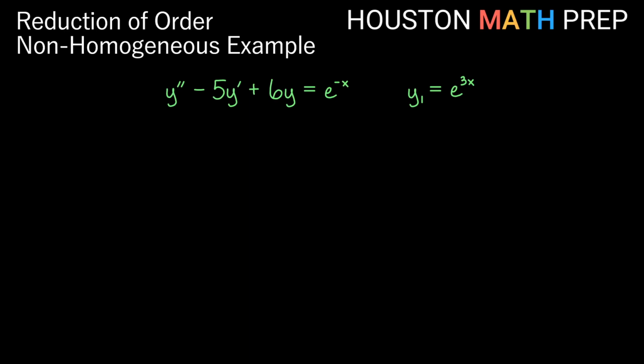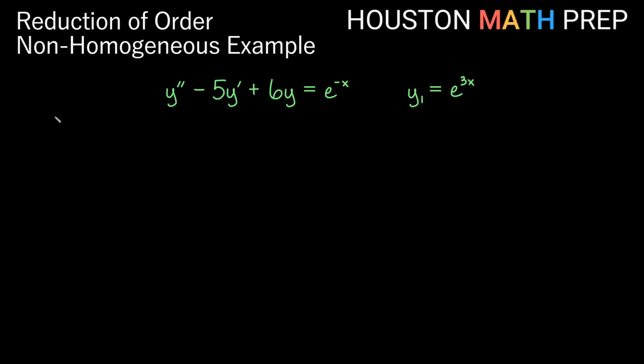Welcome back everyone, Houston Math Prep here with a non-homogeneous example using reduction of order on second order equations. So here we've got the equation y double prime minus 5y prime plus 6y equals e to the negative x. And a known solution that we're given is y1 equal to e to the 3x.